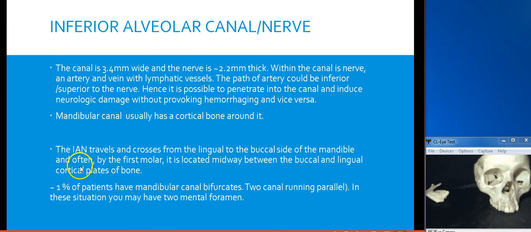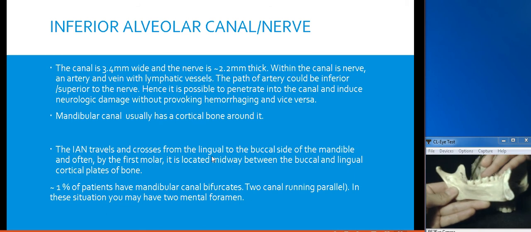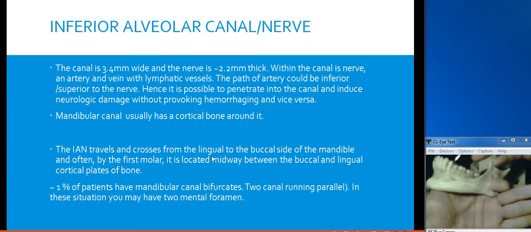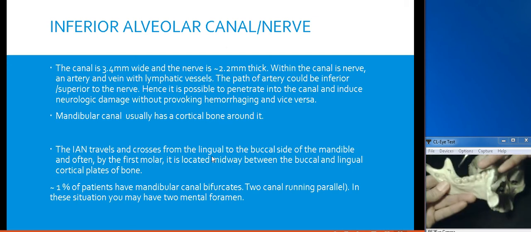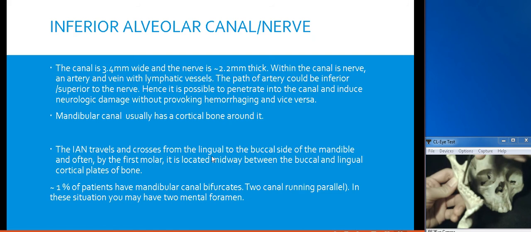The inferior alveolar nerve travels and crosses from the lingual aspect, which makes sense, as you can see, it's entering at the lingual part of the mandible. And as it proceeds anteriorly, it crosses over and comes out from the mental foramen. So it basically does a transverse. It enters from the lingual side, does a little crossover, and comes out at the mental foramen.